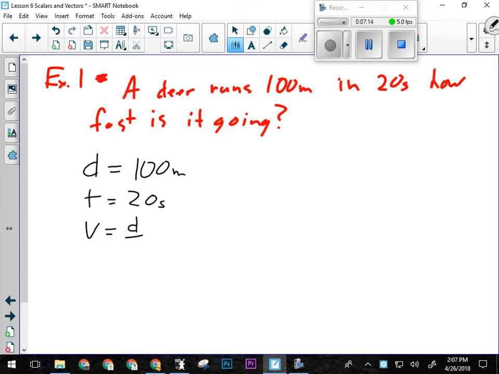So v equals d over t, so simply it's 100 over 20, and that's going to be 5 meters per second. All right, that's about as simple as they get, because obviously you didn't have to manipulate the formula at all there. Just had to plug in.